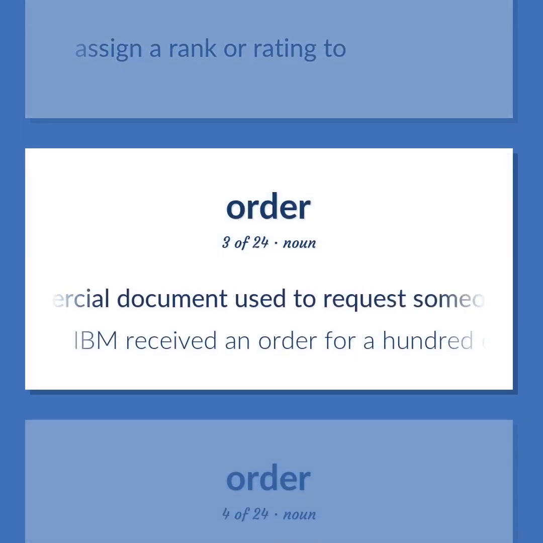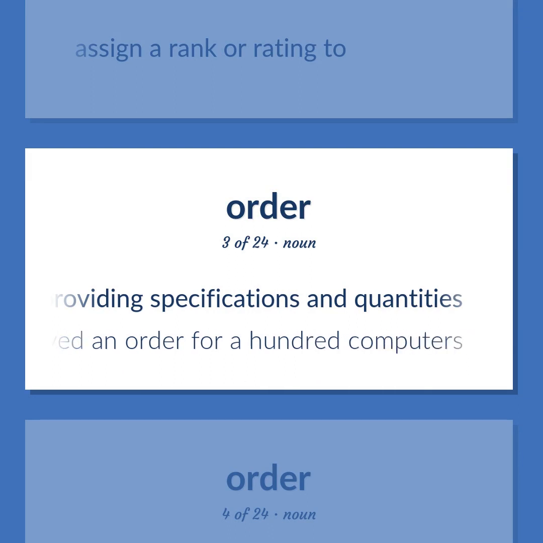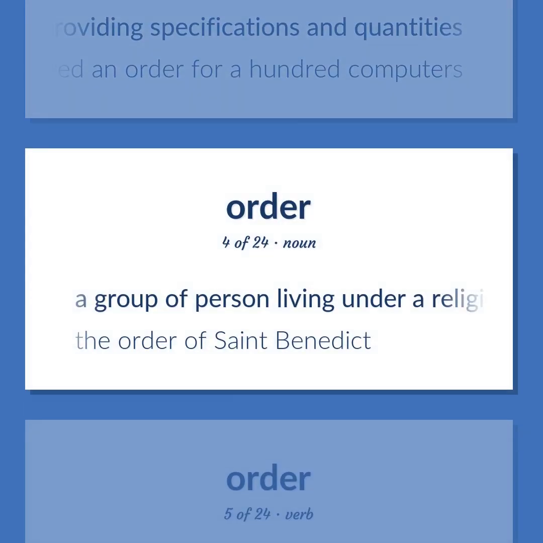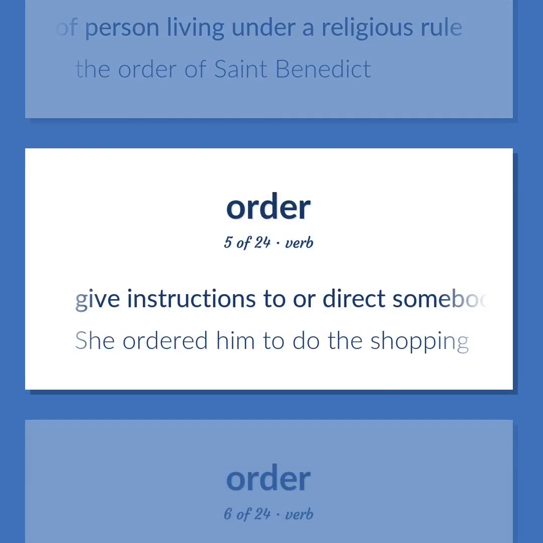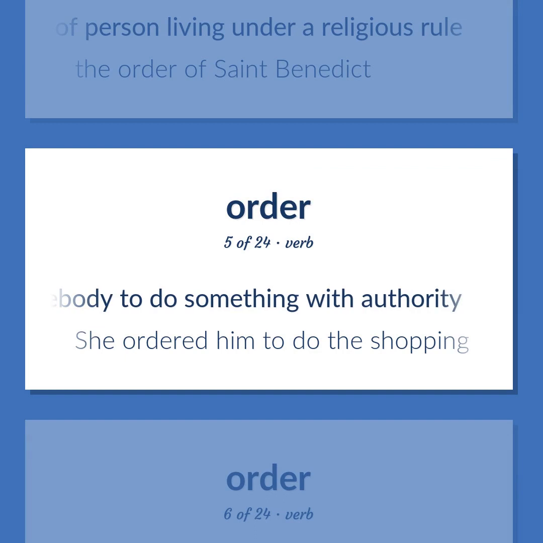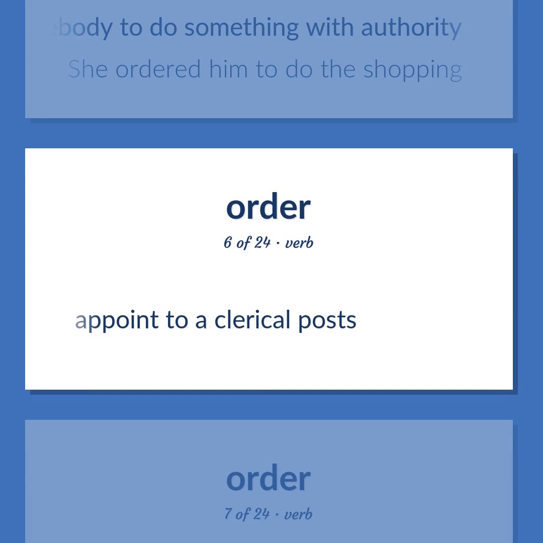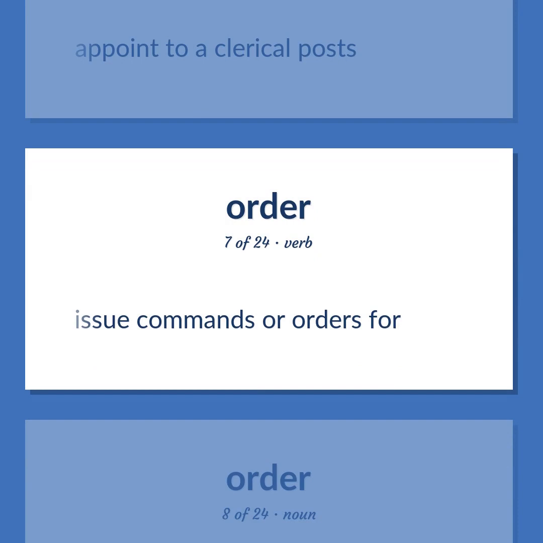A commercial document used to request someone to supply something in return for payment and providing specifications and quantities. IBM received an order for 100 computers. A group of persons living under a religious rule. The Order of Saint Benedict. Give instructions to or direct somebody to do something with authority. She ordered him to do the shopping. Appoint to a clerical post. Issue commands or orders for.